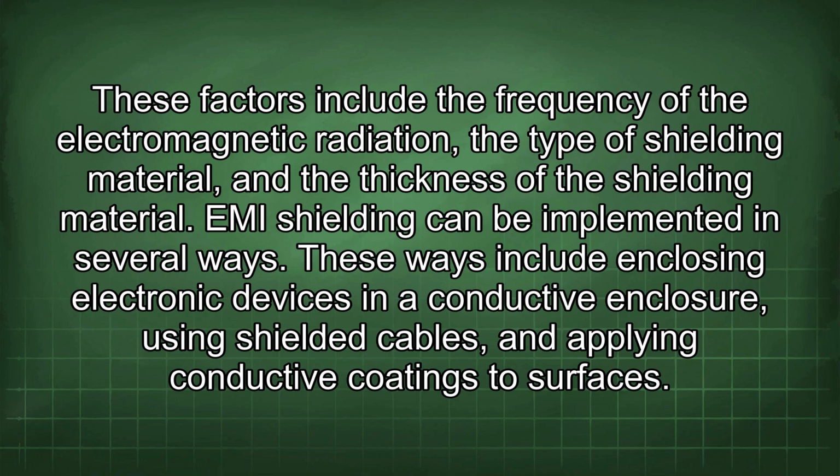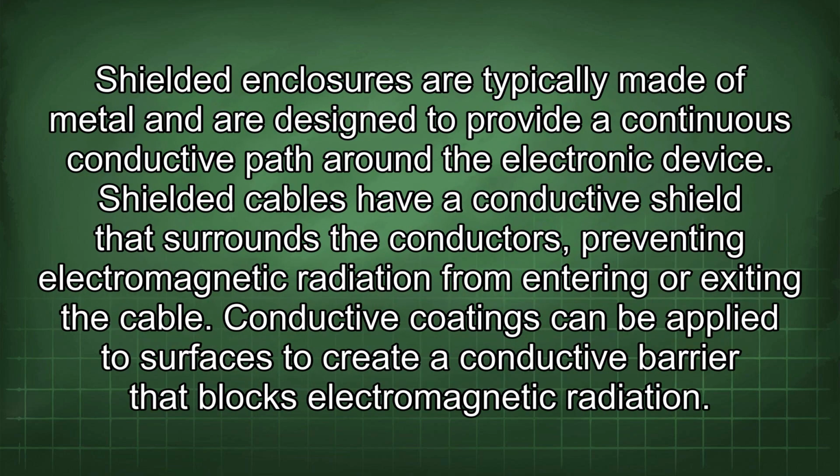These ways include enclosing electronic devices in a conductive enclosure, using shielded cables, and applying conductive coatings to surfaces. Shielded enclosures are typically made of metal and are designed to provide a continuous conductive path around the electronic device. Shielded cables have a conductive shield that surrounds the conductors, preventing electromagnetic radiation from entering or exiting the cable. Conductive coatings can be applied to surfaces to create a conductive barrier that blocks electromagnetic radiation.